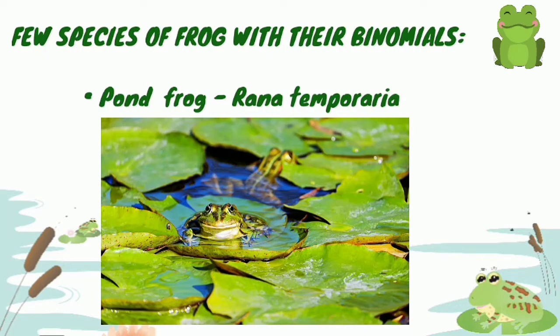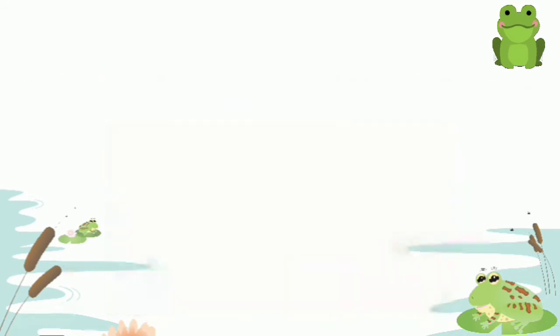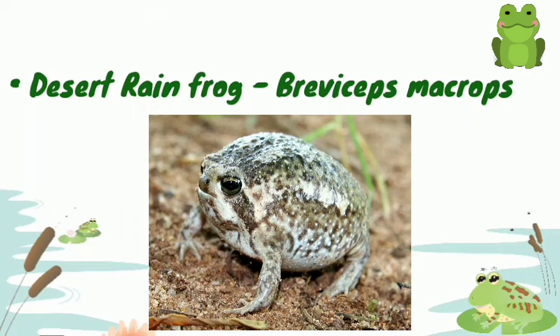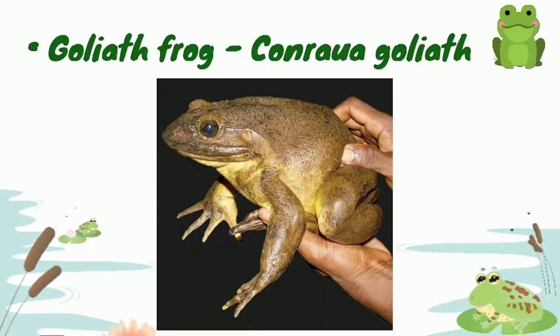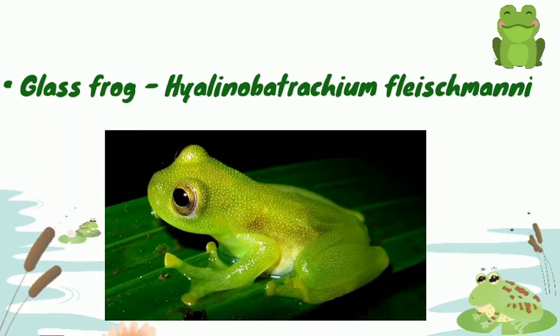Few species of frog with their binomials: pond frog, Rana temporaria; northern leopard frog, Lithobates pipiens; desert rain frog, Breviceps macrops; Goliath frog, Conraua goliath; glass frog, Hyalinobatrachium fleischmanni.